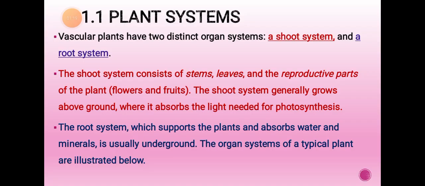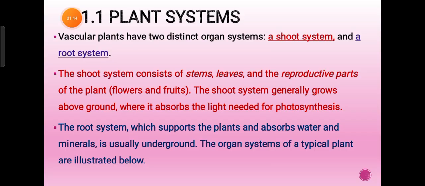Vascular plants have two distinct organ systems, a shoot system and a root system. For studying a plant system, you should know that a vascular plant has two distinct organ systems. Distinct means very important, very lively organ systems. Those organ systems include a shoot system and a root system. These two systems are the very distinct organs that vascular plants have.